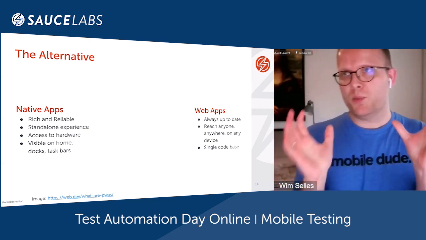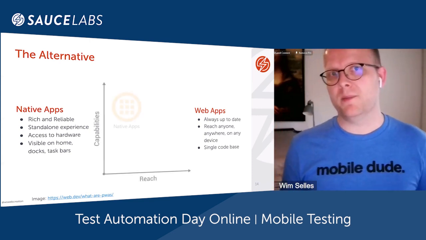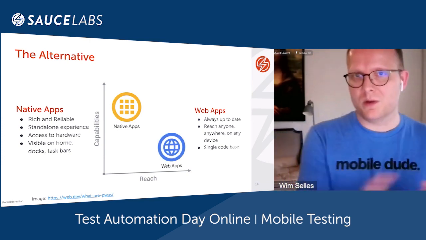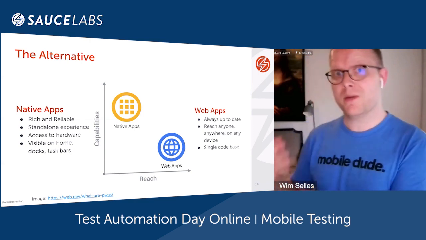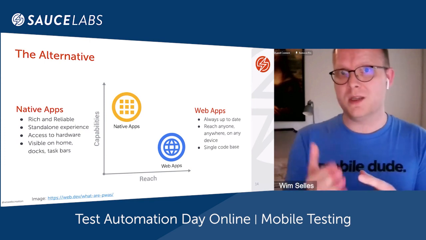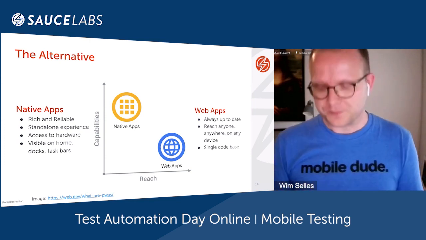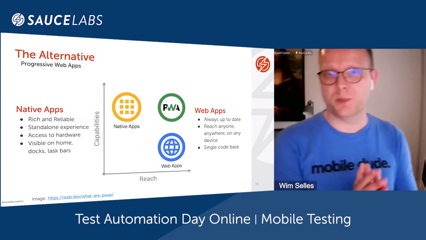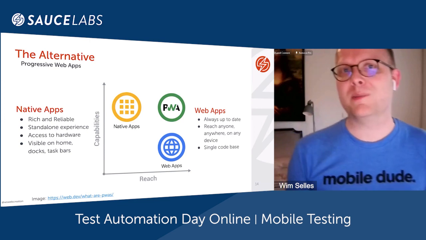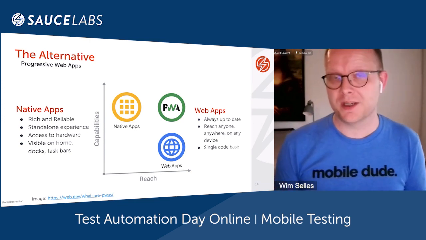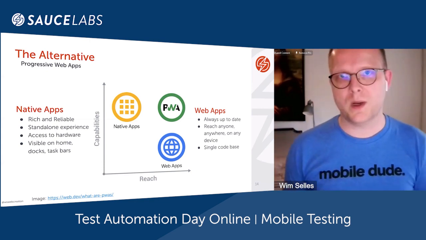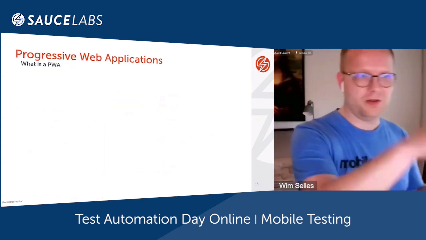If we put this in a graph and compare them to each other, then you would see that with native applications you have a lot of capabilities, which you don't have with web applications, but you have a broad reach with web applications and not with native applications. That also means we've got a pretty large gap here, and that gap can be filled by PWAs, progressive web applications. So let's dive a little bit more into what a progressive web app is, and based on that, we will also take a look at a strategy on how to test those progressive web applications. But let's just get back.